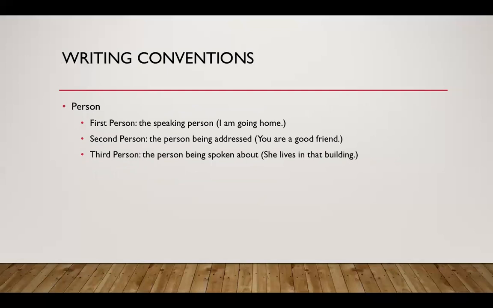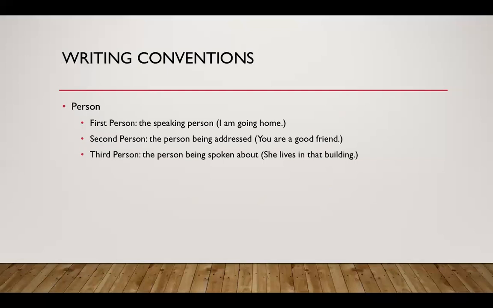Oftentimes in writing, you're asked to speak in first person, second person, third person, depending on what it is that you're writing. If you're asked to speak in the first person, all of your sentences are going to or should start with I. I'm going home. I live in LaSalle. I work at A21 Academy.